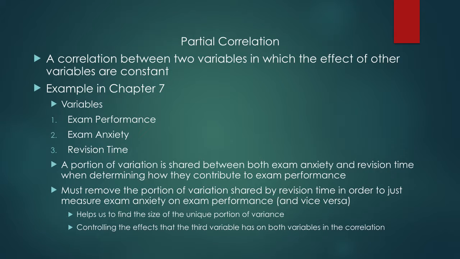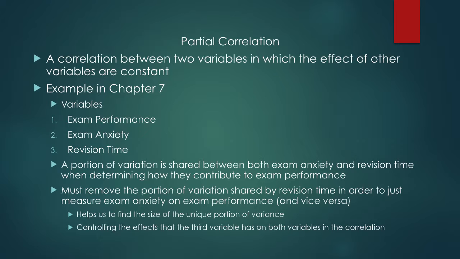The variables that the example gave were exam performance, exam anxiety, and revision time. I was looking at how revision time and exam anxiety affected exam performance. A portion of variation is shared between both exam anxiety and revision time. How I took that is that people's exam performance didn't just deal with their anxiety. It also dealt with revision time, or that's what the study was looking at. It was looking at both, not just one or the other.